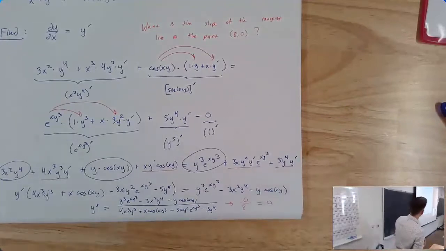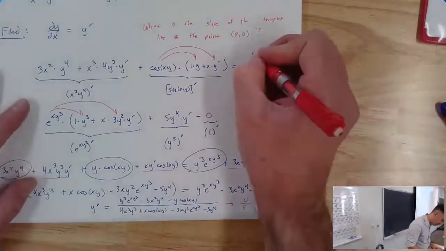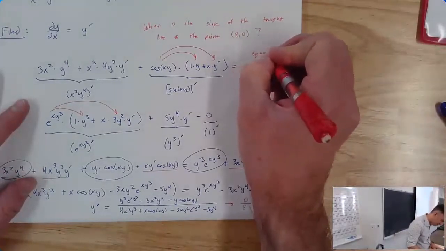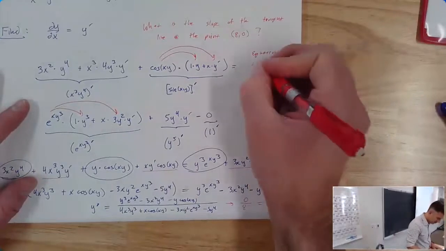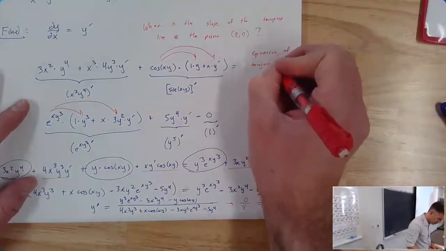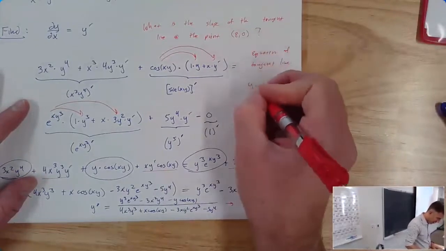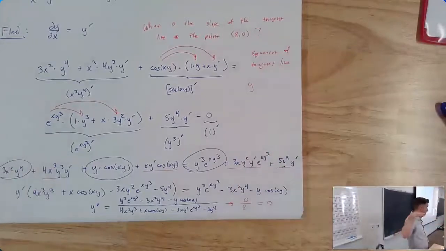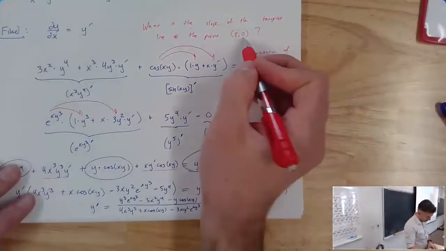So that would mean that the slope of the tangent line at (8, 0) is 0, and the equation of the tangent line is not very exciting, but it would be y equal to 0, right?